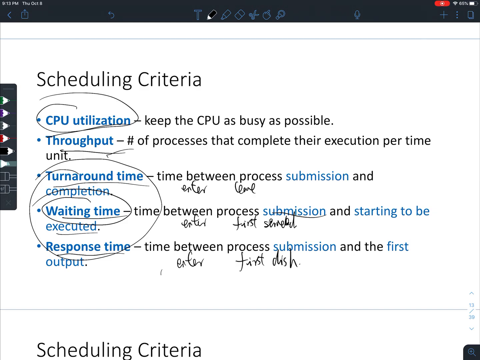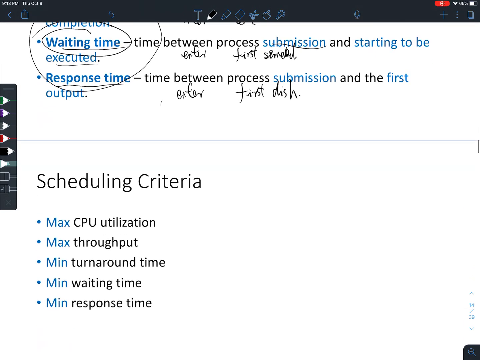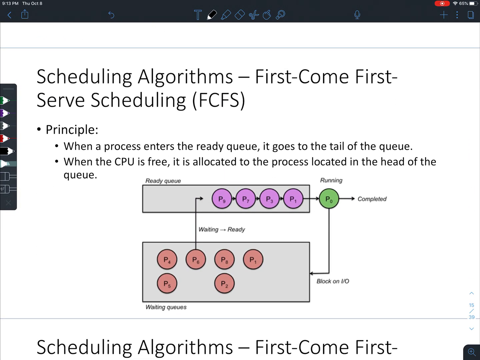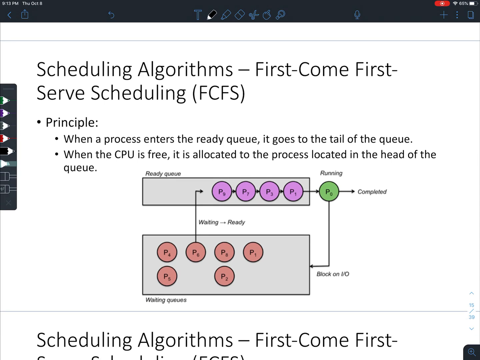Most often we are going to use waiting time and CPU utilization rate. Today I'm just going to introduce four or five CPU scheduling algorithms in detail.